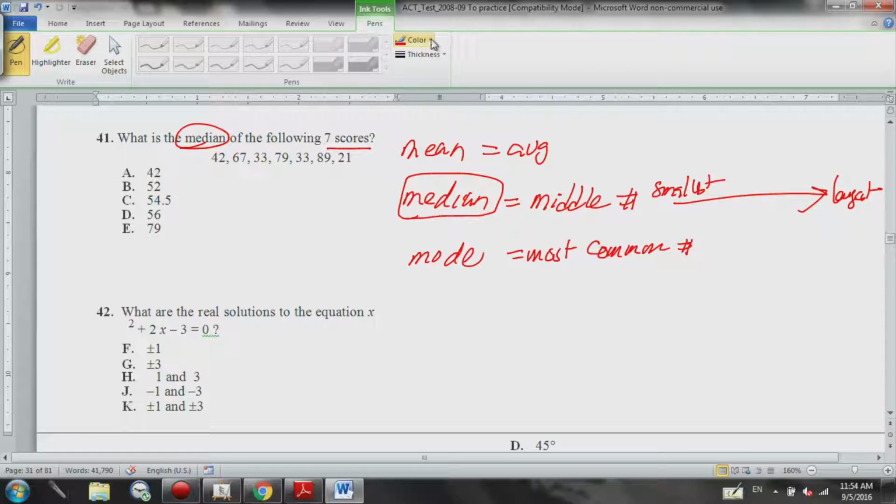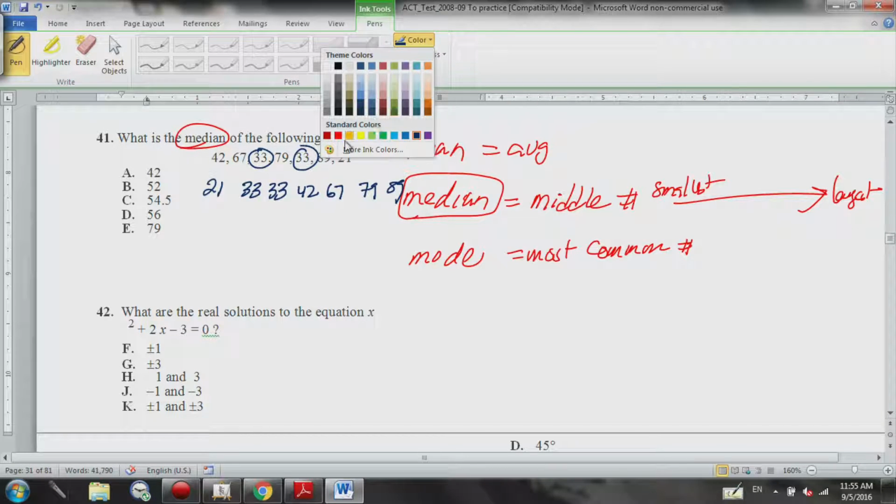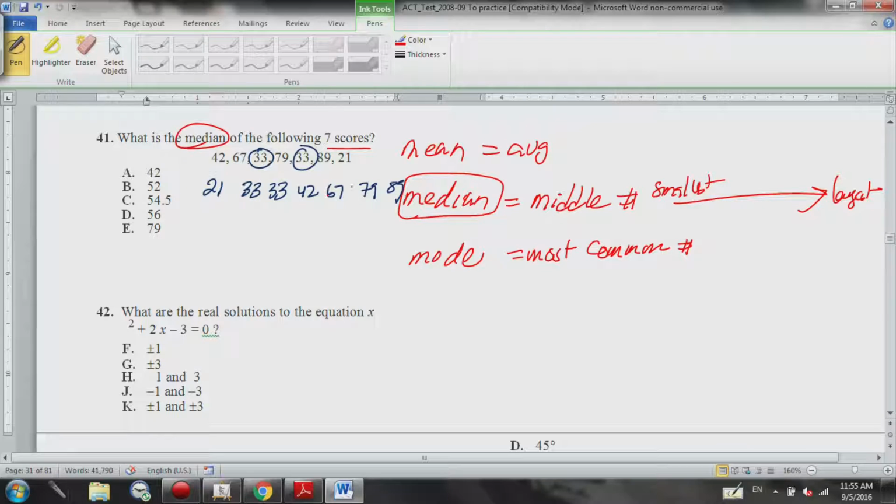So in this case, first we have to arrange these numbers from the smallest to the largest, before we find the median. So it's 21, and then 33. There's two 33s, so you should write both of them. Then 42, 67, 79, and 89. So those are the numbers, and there's 7 of them, and the middle number is 42, and that's the median. So the answer is A.